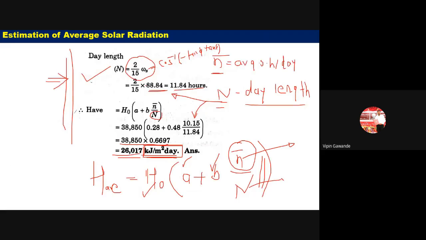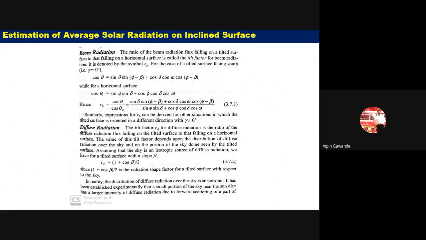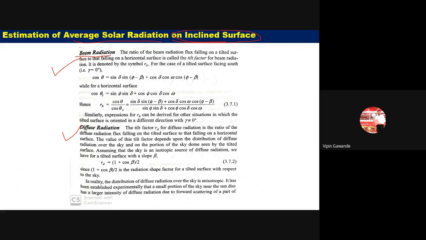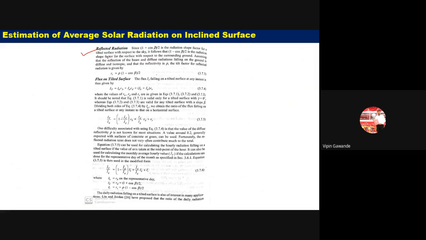Now let us take how to calculate the average solar radiation on the inclined or tilted surface. That is the last point from this unit. Here we have to calculate beam radiation, diffuse radiation, and reflected radiation. So three radiations we have seen: beam radiation, diffuse radiation, and reflected radiation.